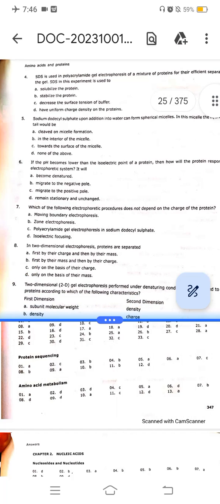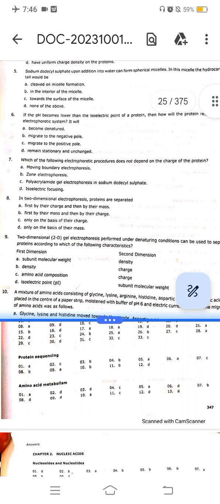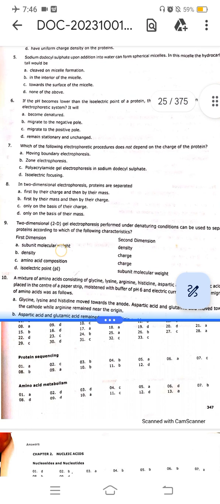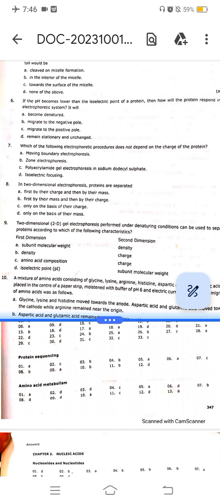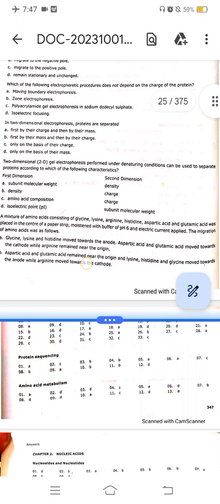Then in two-dimensional electrophoresis, proteins are separated 8. Correct answer is B. B means first by their mass and then by their charge. Then two-dimensional 2D gel electrophoresis performed under denaturing conditions can be used to separate proteins according to each of the following characters. Which one? 9. Correct answer is A. Subunit molecular weight and density.